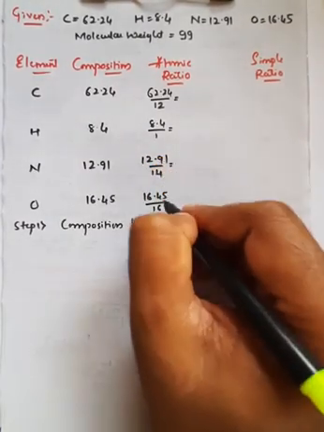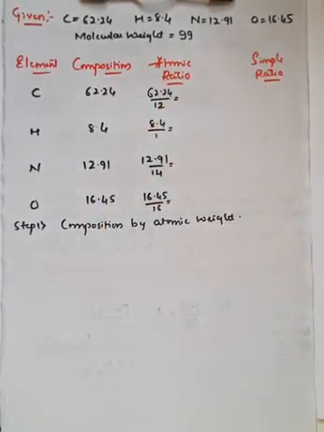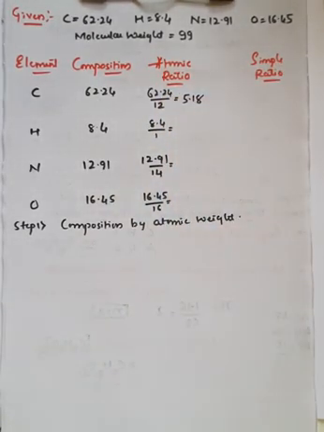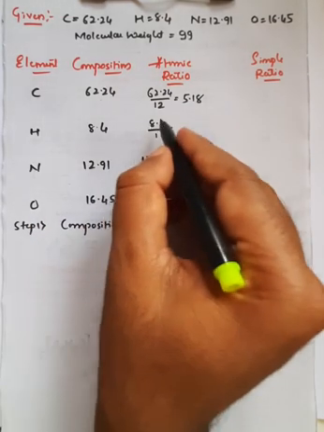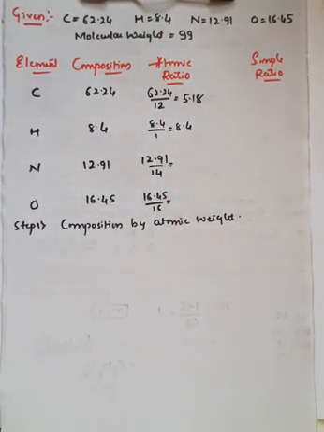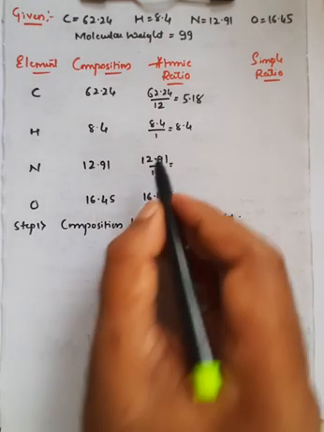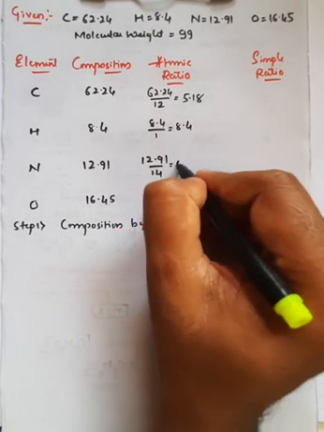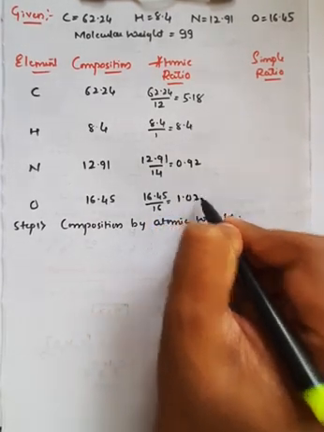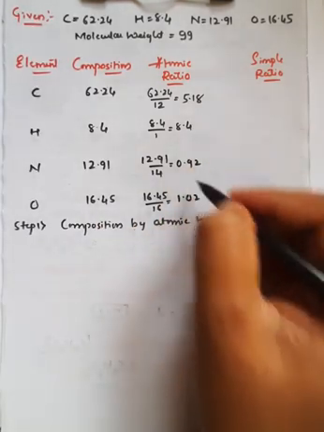Therefore, if you calculate with the calculator, 62.24 divided by 12 is equal to 5.18, and 8.4 divided by 1 is 8.4. Similarly, 12.91 divided by 14 is equal to 0.92. And 16.45 divided by 16 is 1.02. So these are the four values we have got.